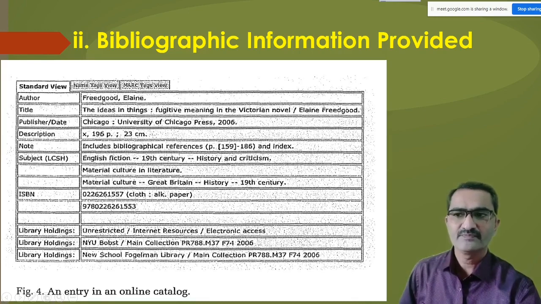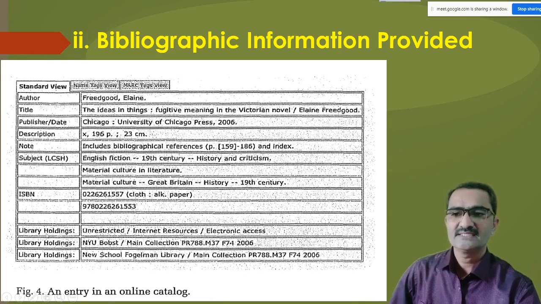about the author name, title of the text, publication details, particularly the place of publication and name of the publisher and year of publication. Bibliographical references like this are given there. Subject: English fiction, 19th century, history and criticism. Material culture in literature. So you can see several areas are considered in that book. That is why it speaks about these areas. Then the ISBN number of that particular book.